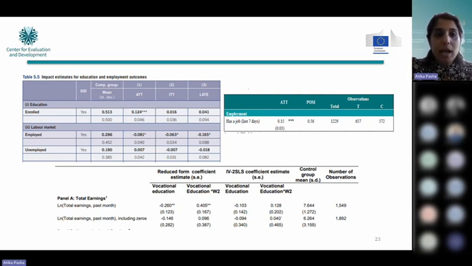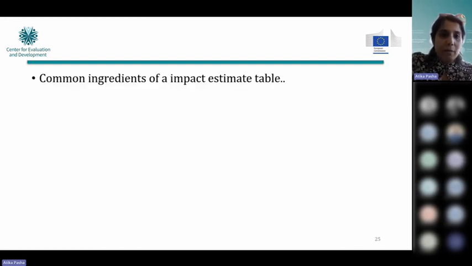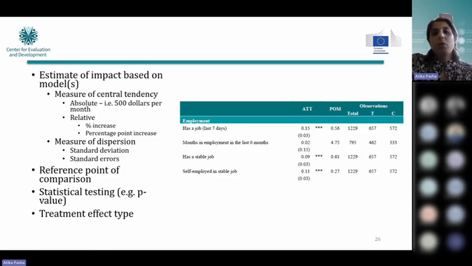is what was the impact on enrollment? What was the impact on unemployment? So generally your variables that you're trying to explain the impact for will be on the extreme left, generally, or will be given somewhere. And then you will have several other aspects here. And I will now try to go through what the common ingredients of these tables look like.